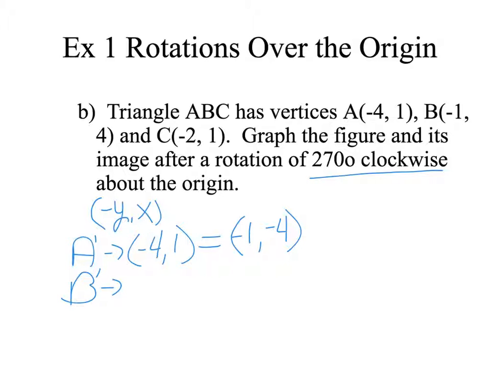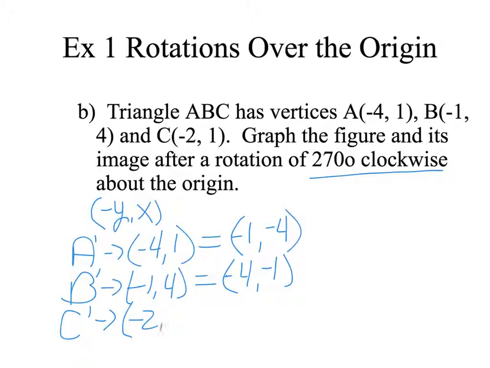B prime. So we start at negative 1, 4. Flip gives me 4, negative 1. And the y value changes signs, making it negative 4, negative 1. For C prime, we started with negative 2, 1. We're going to flip, so 1, negative 2. And again, we change the sign of the y value.